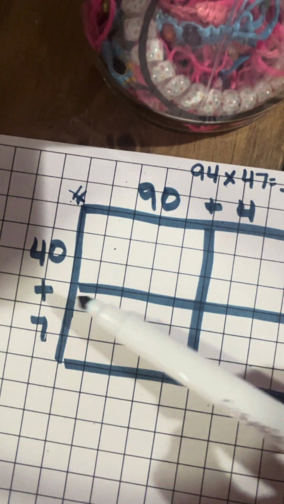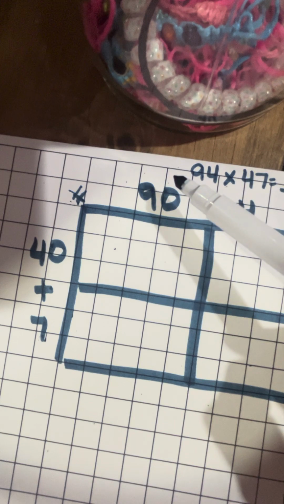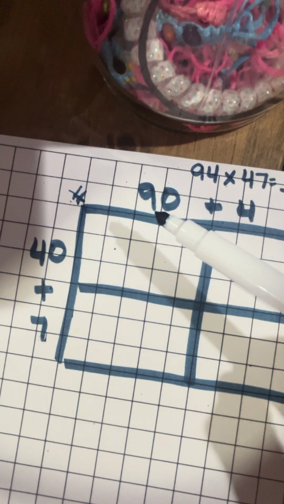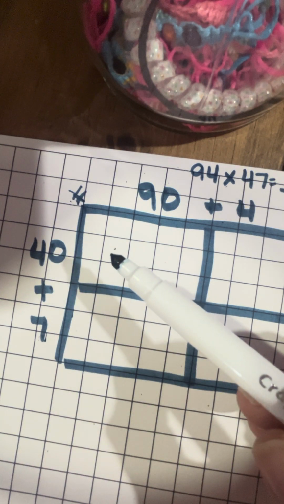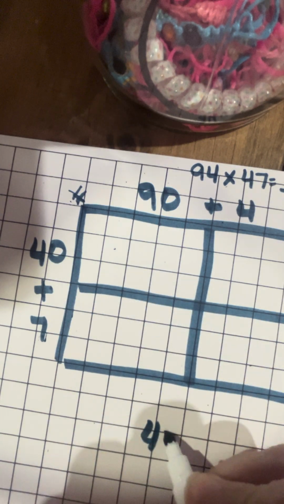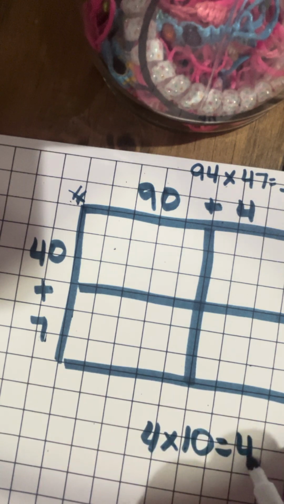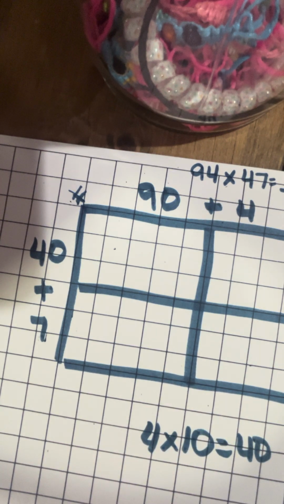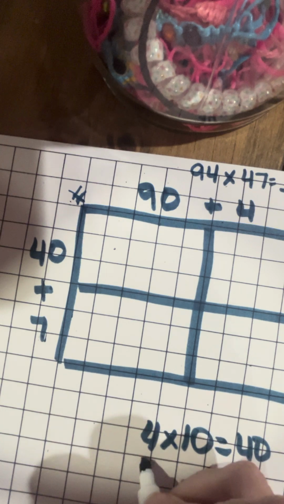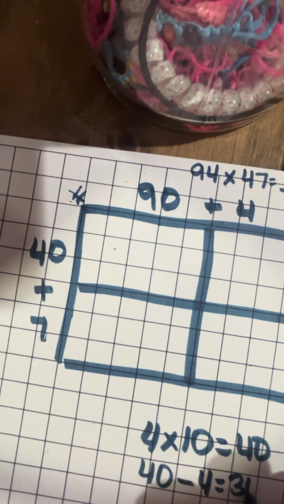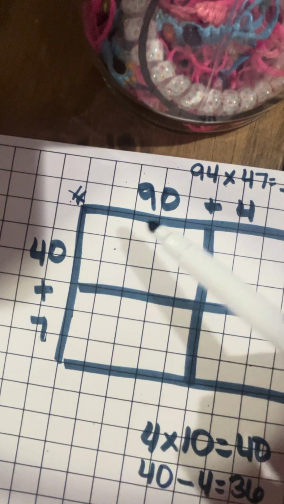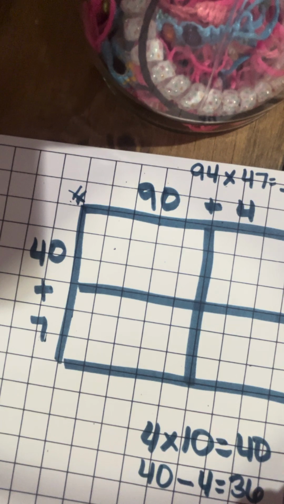All right, so first I have 40 times 9. I'm going to use the facts that I know to solve 4 times 9. I know that 4 times 10 is 40. And I know that I can take a group of 4 away from 40. And I'm going to use that as a subtraction problem. Do 40 take away 4. And that'll give me 36. So 4 times 9 is going to be 36.